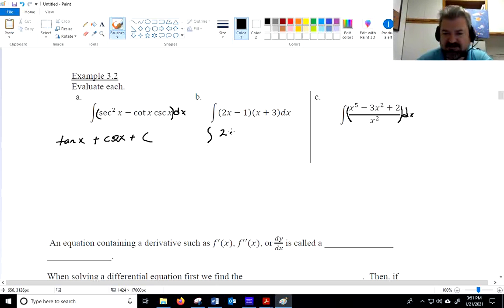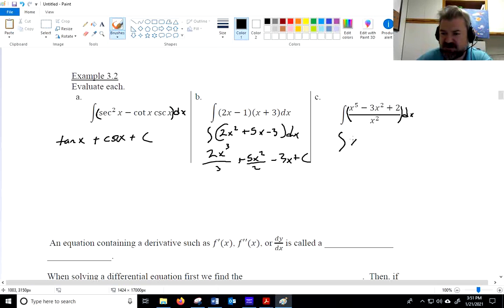All right, well, there is no product rule in integrals, so what we have to do is we have to expand this. 2x squared plus 6x minus 1x is plus 5x, and then minus 3 dx. Now I'll integrate, makes this 2x cubed over 3 plus 5x squared over 2 minus 3x plus c. All right, let's do the next one.